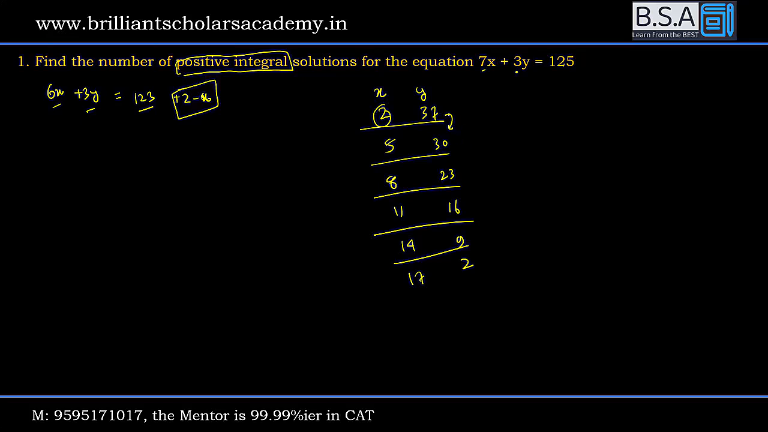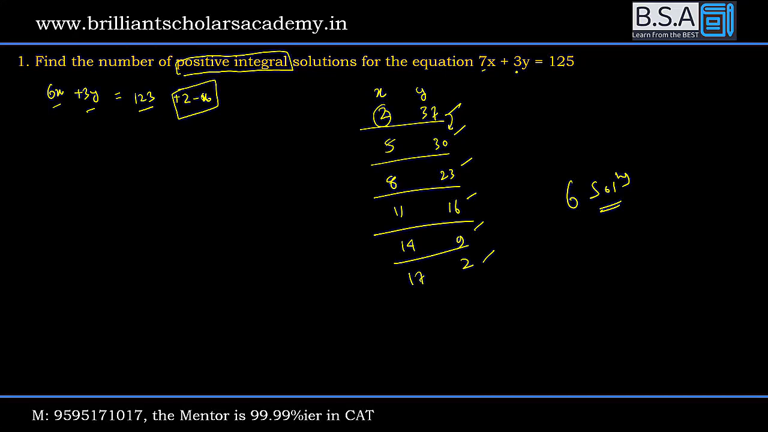So how many numbers are there? 1 2 3 4 5 and 6. There are 6 solutions. So yes, your answer is perfect. You focus on only one of the terms and then keep on working with it.